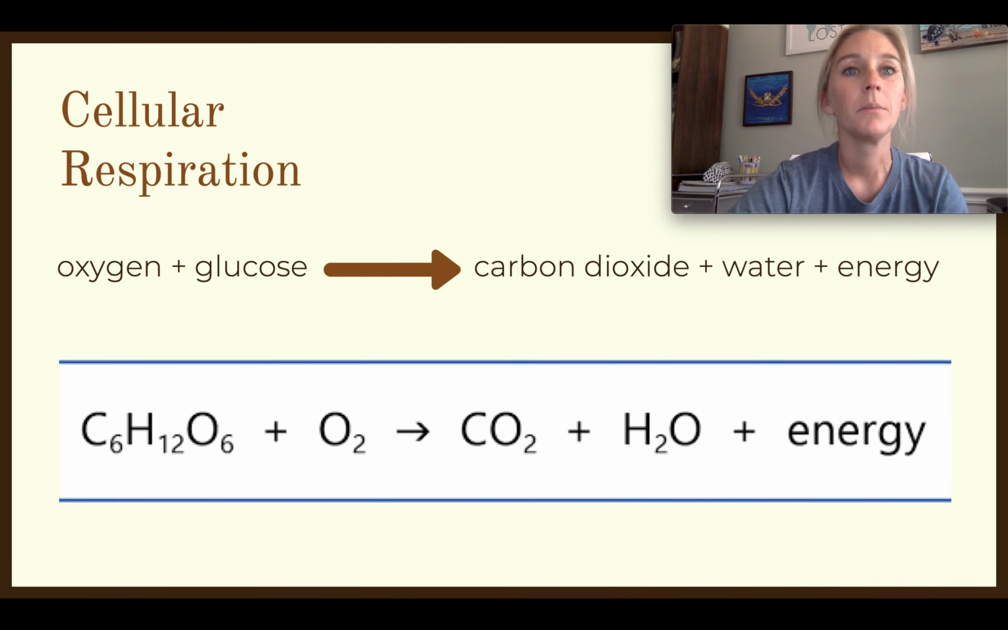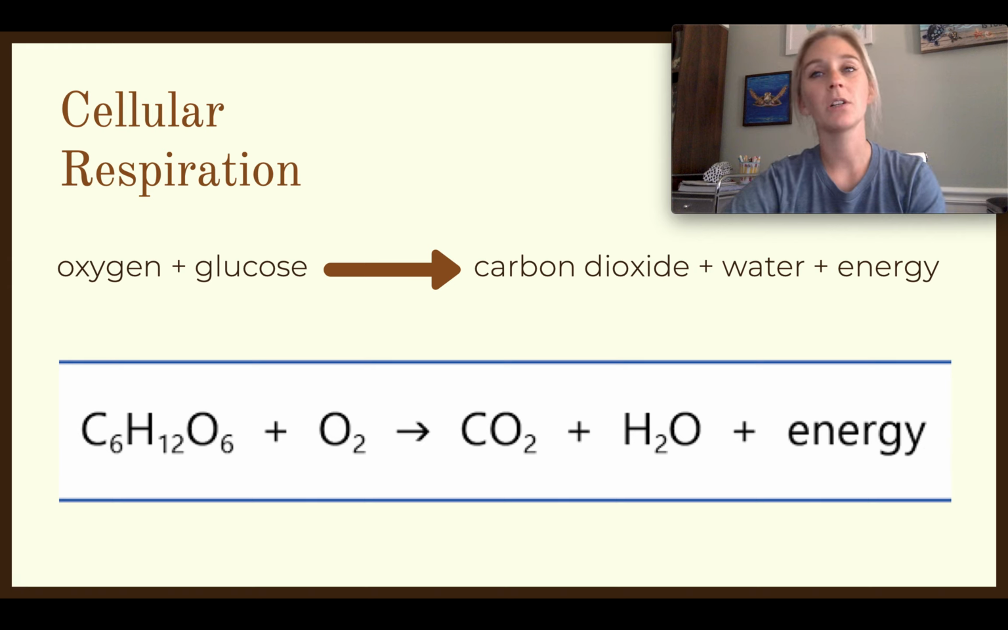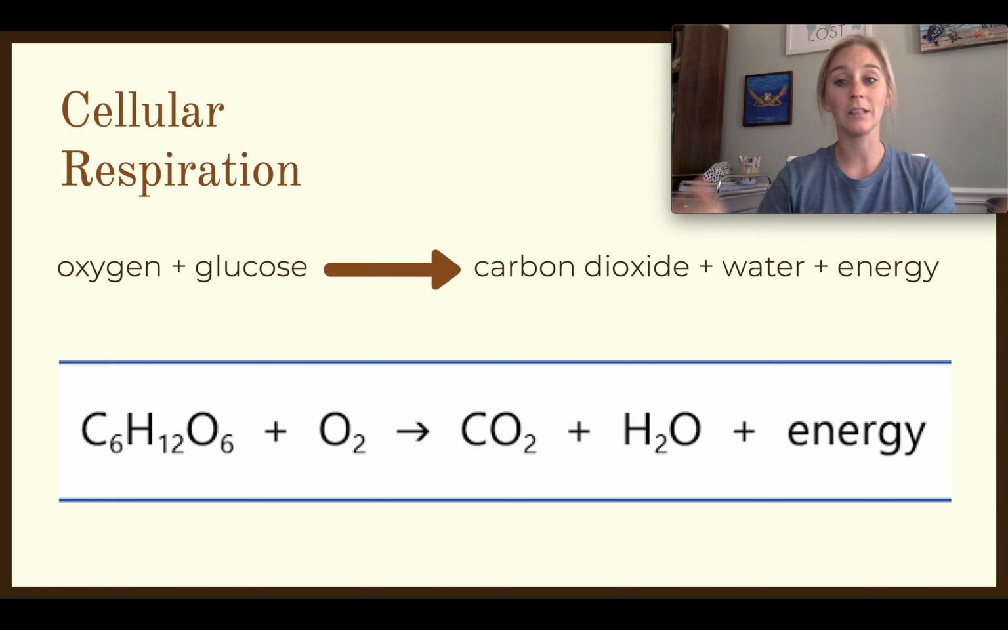Next is the equation for respiration. This is the overall chemical summary. So oxygen and glucose are going to yield carbon dioxide, water, and energy. So these are your reactants, your oxygen and glucose, and the products are carbon dioxide, water, and energy. The reaction shown here is kind of a simplification of many sub-reactions, but this is the equation.